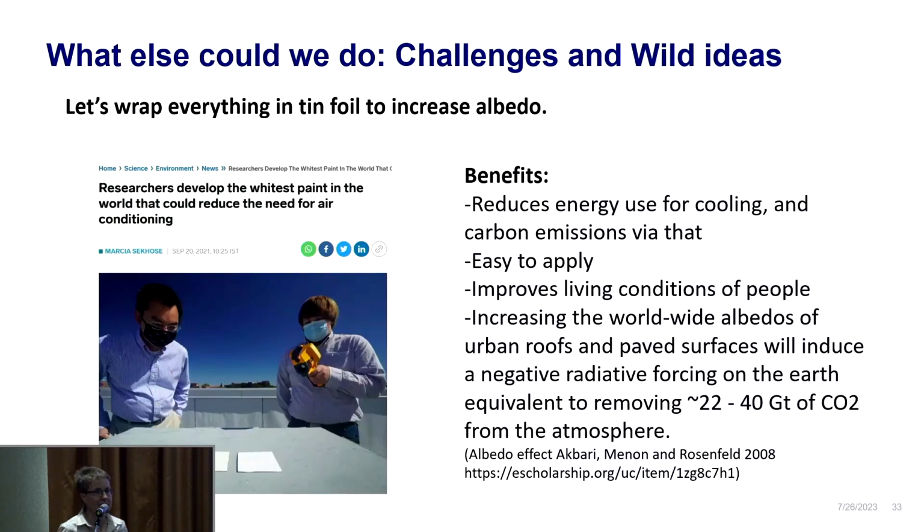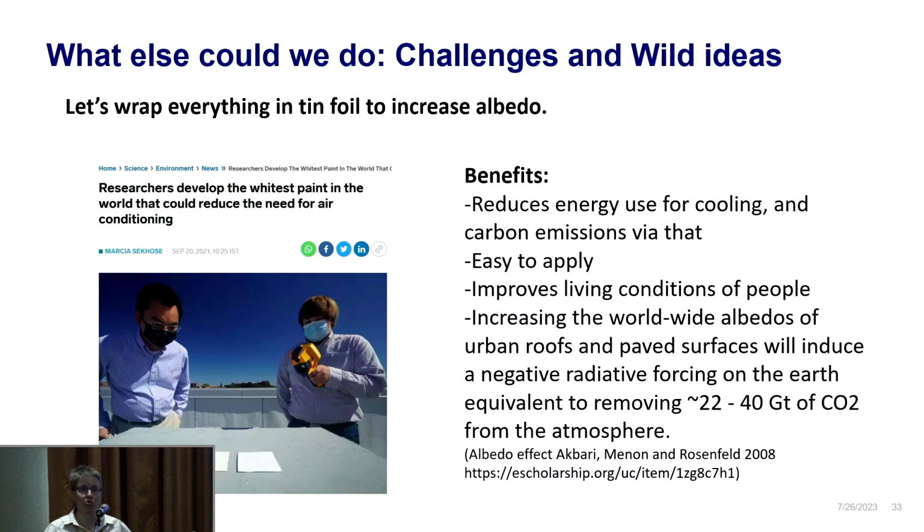So there are some other wild ideas floating around. What can we do about the climate change? How about if we wrap everything in tinfoil and increase albedo? Fantastic. But scientists are actually thinking along these ways and trying to produce really white paint that reflects 98% of the radiation back. And there are benefits of that one. Yes, it reduces energy for cooling if you paint your roof white. It's easy to apply. You just put white paint.